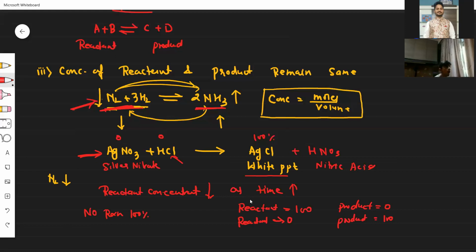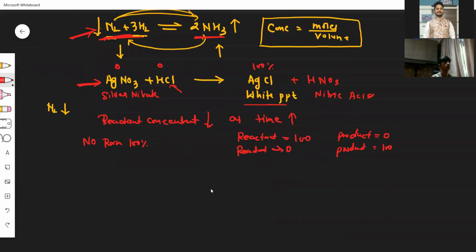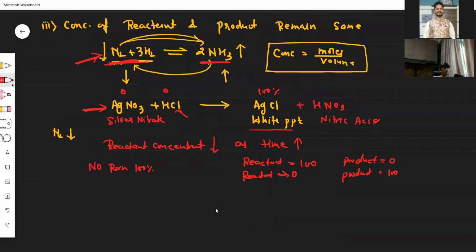Now moving ahead, the last characteristic of chemical equilibrium. Is it done? You want to write? One second. You go up. I need to take the picture. Okay.